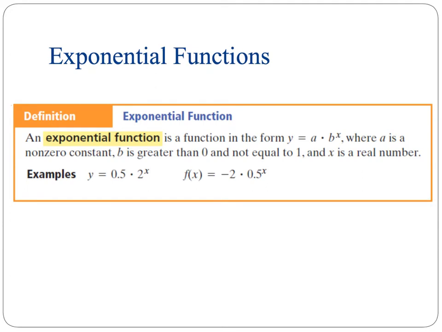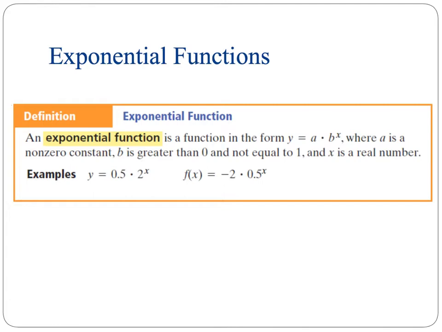As you can see from the definition here, an exponential function is in the form of y equals a times b to the power of x. Now the key thing that we have to remember with this is a is going to be a non-zero constant number. B has to be a number that's greater than 0 but not equal to 1. And x is going to be a real number.